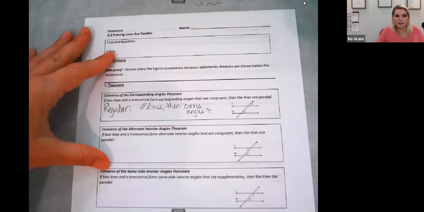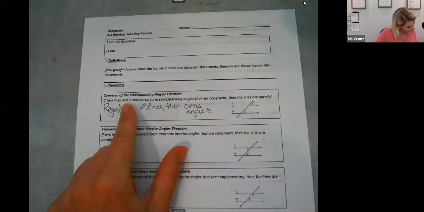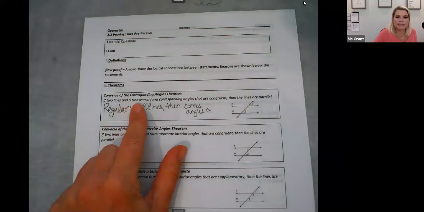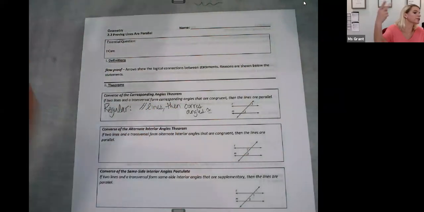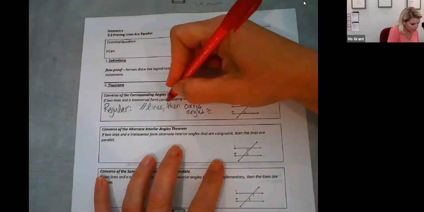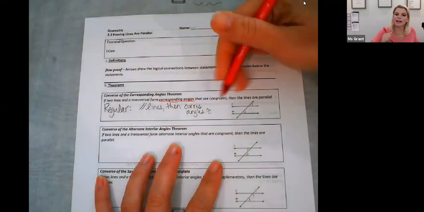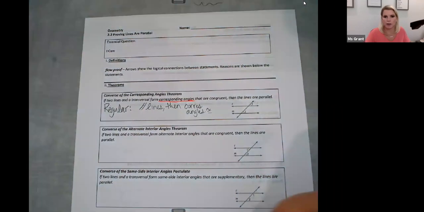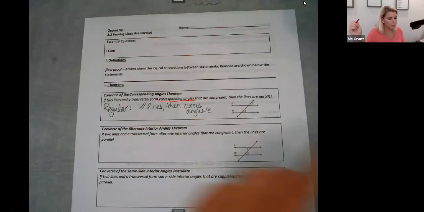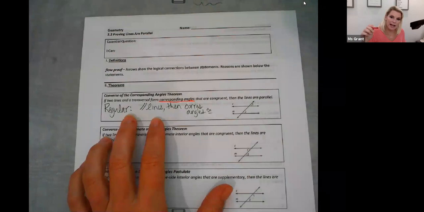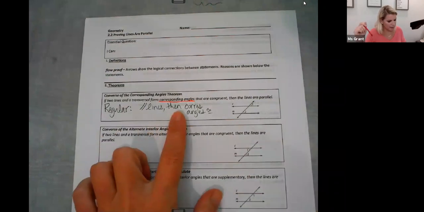The converse means if two lines and a transversal form the angles. So the converse means that if I've got corresponding angles, then the lines are parallel. So it's basically reversed, it's switched. The converse says I first need to know that I have corresponding angles, then I can say, oh, the lines are parallel. Whereas what we've done so far is said, if I have parallel lines, then corresponding angles are congruent.